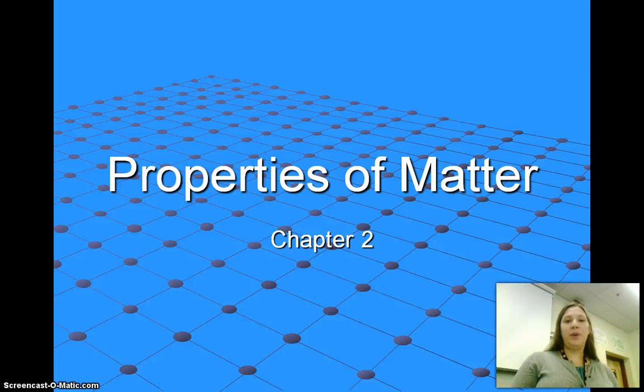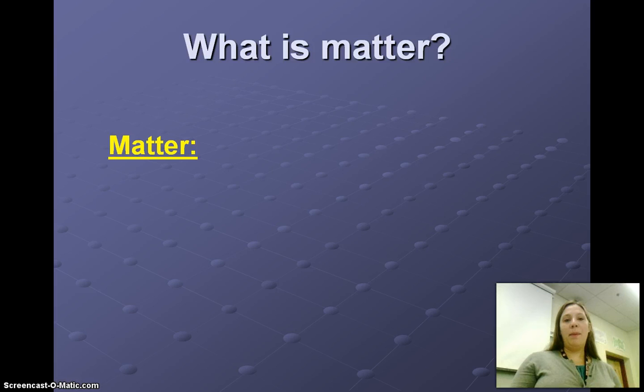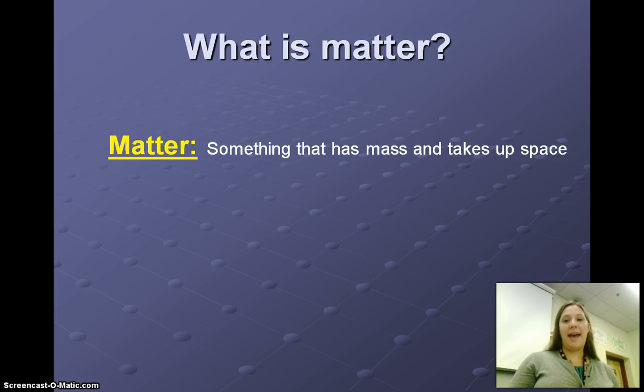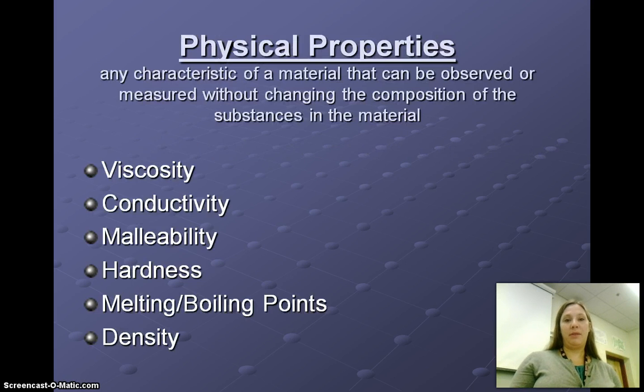In this unit, we're going to be discussing matter and the properties of matter. So what is essential to start with is for us to define what matter really is. So matter is something that has mass and takes up space. Okay? So we're going to look at different types of properties of matter.